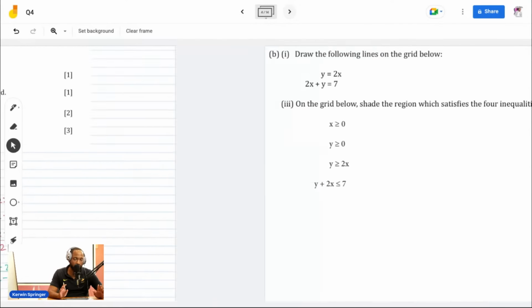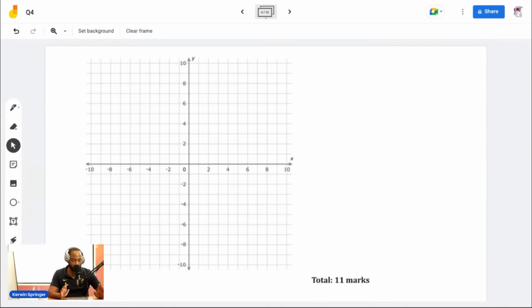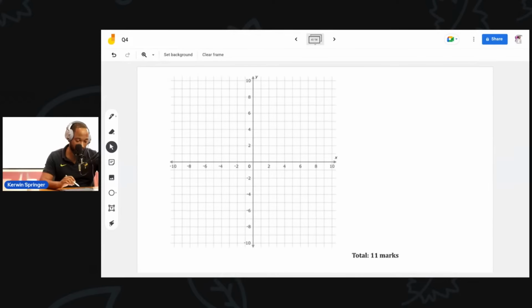This question 1 is long. Normally question 1 is 9 marks, but this question 1 is doing extra things. Draw the lines on the grid below. These lines. So that's the line y is equal to 2x, and this line here, if I rearrange this, you'll see this is y is equal to negative 2x plus 7, if I bring across the 2x in the form y equals mx plus c.